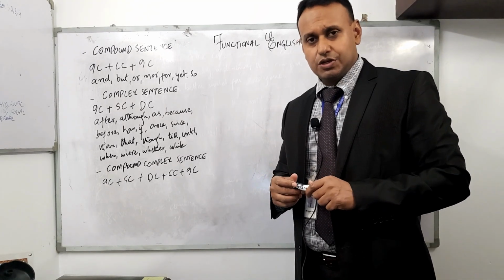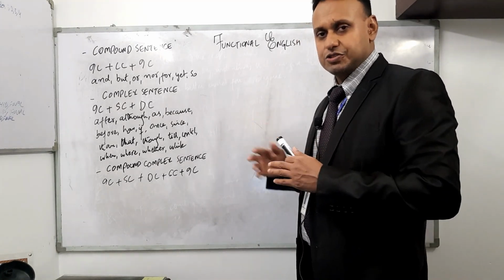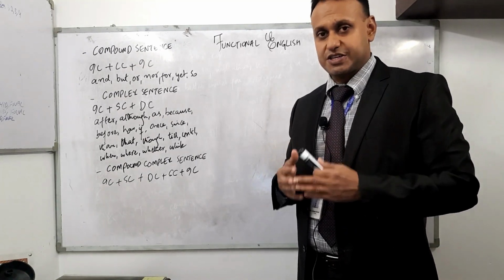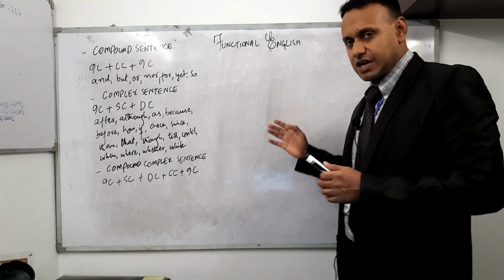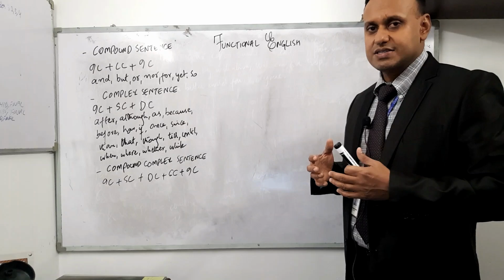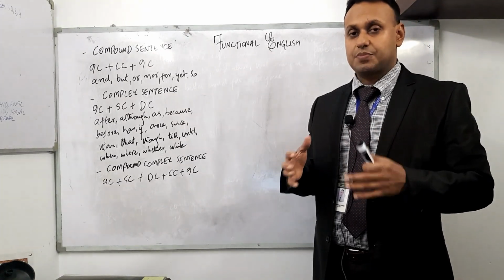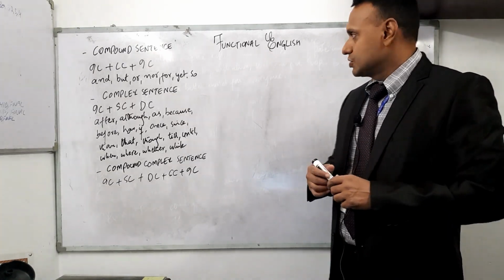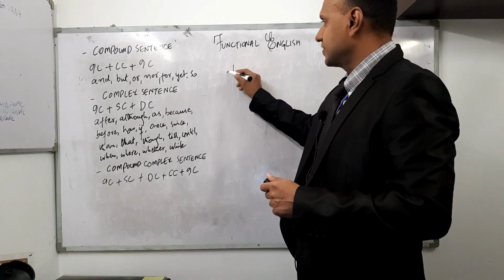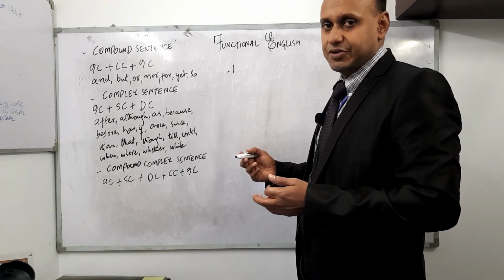Hello everyone. Today we are discussing functional English and we are looking at the types of sentences. So when we discuss different types of sentences, first thing we want to understand is that the different types of sentences comprise of four sentences. So the very first type of sentence that we come across is the declarative sentence.